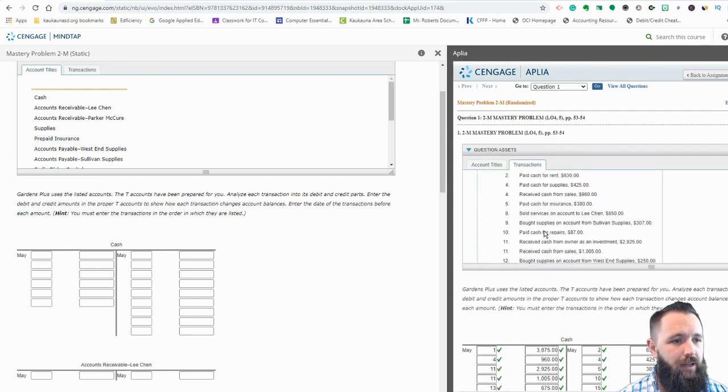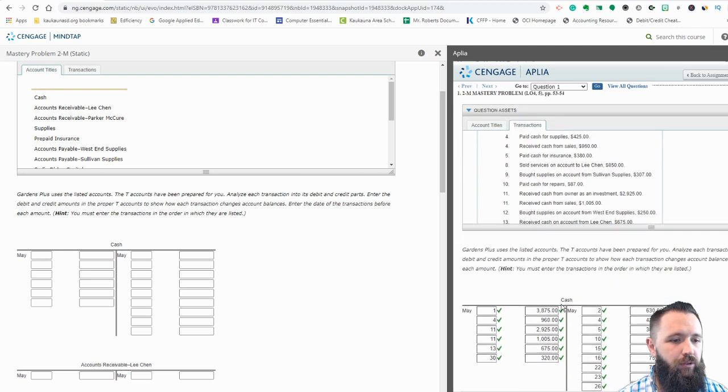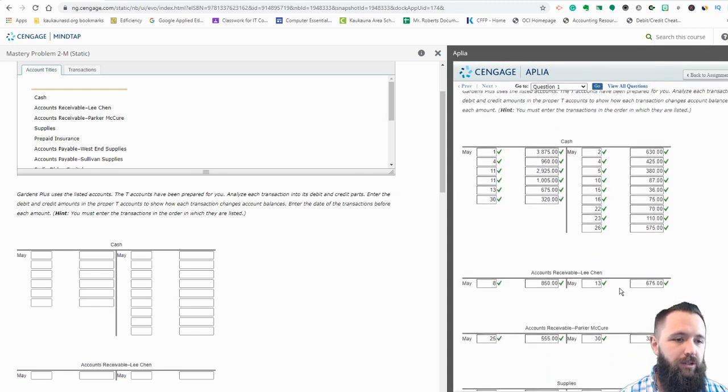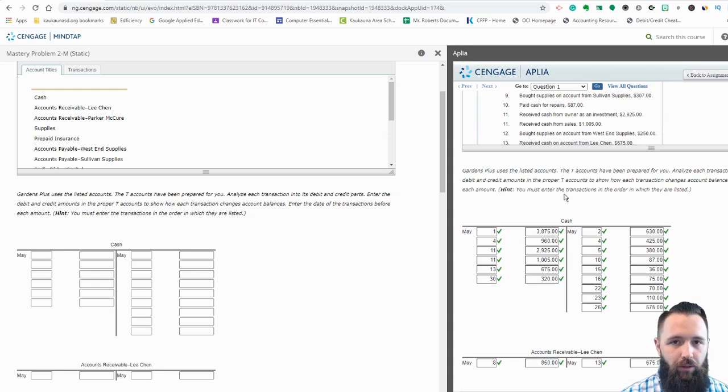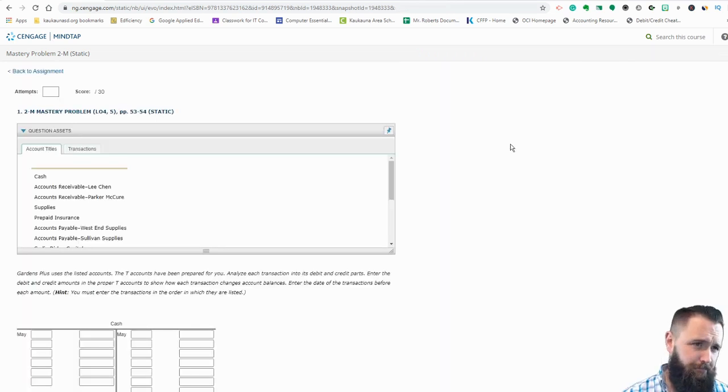So the next one, paid cash for supplies. You can see here that if we paid cash, cash is going to go down $425. Supplies would increase $425. You select the next available item, like the next available line. Don't skip any lines. There's no way you'd put May 4th here and then May 9th down here. Sometimes people do that, but this way you can kind of see how the layout is so you can complete this mastery problem successfully.